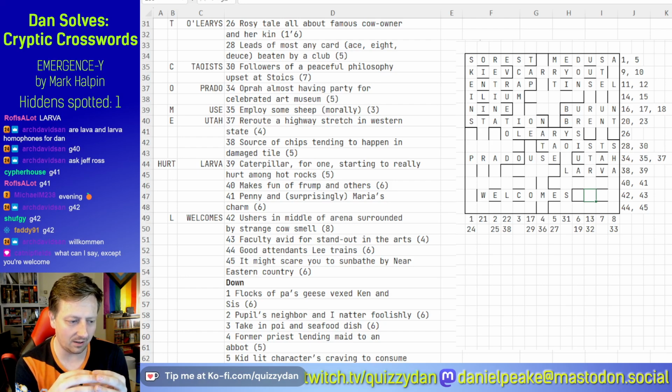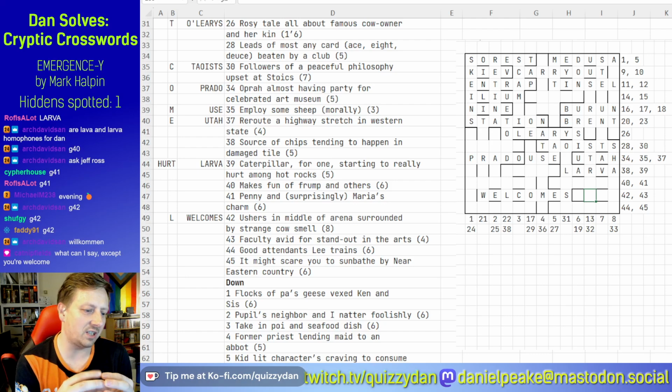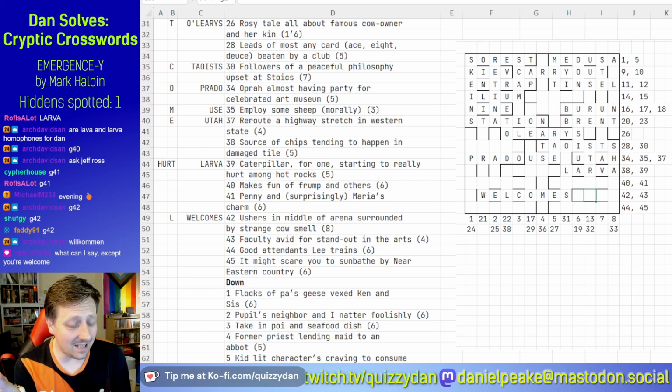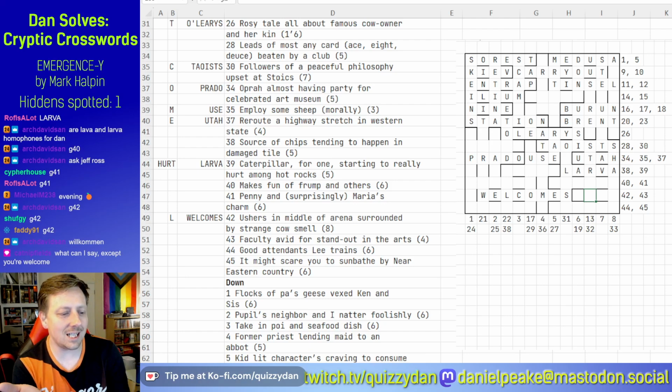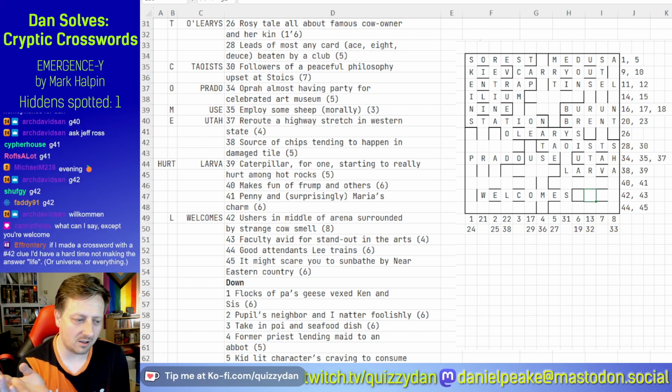Faculty avid for standout in the arts. Faculty aid, if we take out the V. Standout in the arts. Is that like an easel or like a relief painting that's 3D? Is that standout in the arts best? Faculty aid would be a TA, like for a teaching assistant.